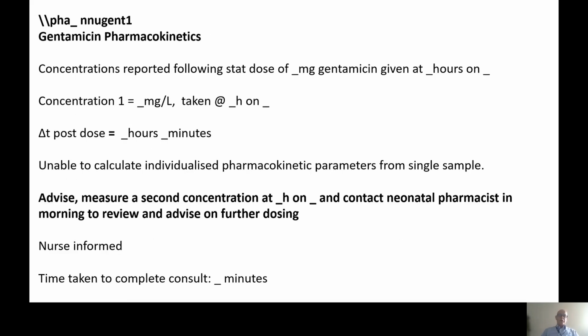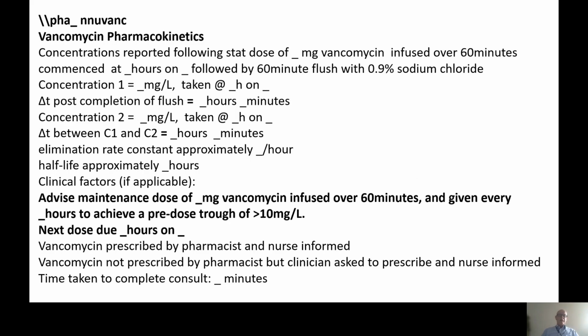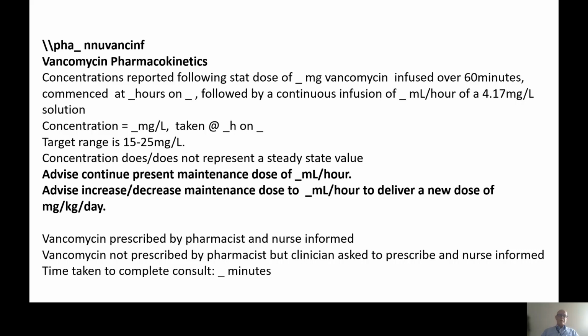We've got a gentamicin consult for a concentration after a single dose. It just says, can't do much with a single dose, would recommend you do a further concentration at this time. And we've then got the same for vancomycin pharmacokinetics. If we're using pulsed infusion, then you've got 2 timed concentrations, and you can work out half-life and then make a dose recommendation.